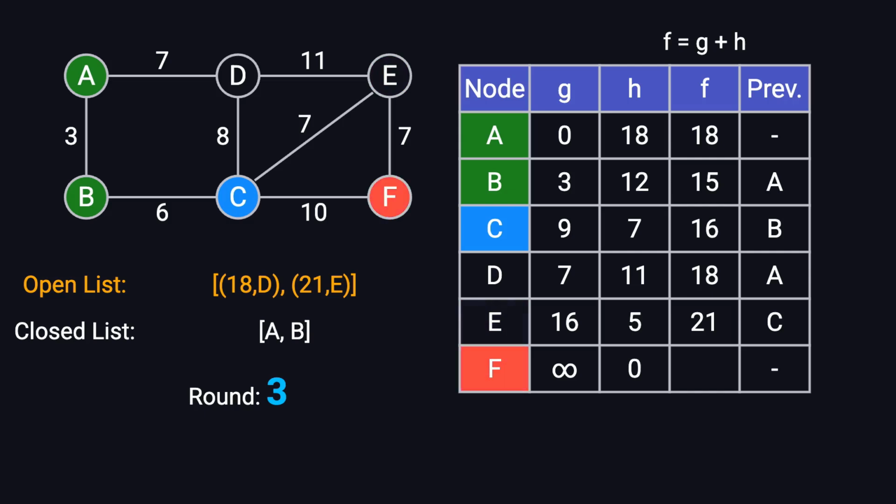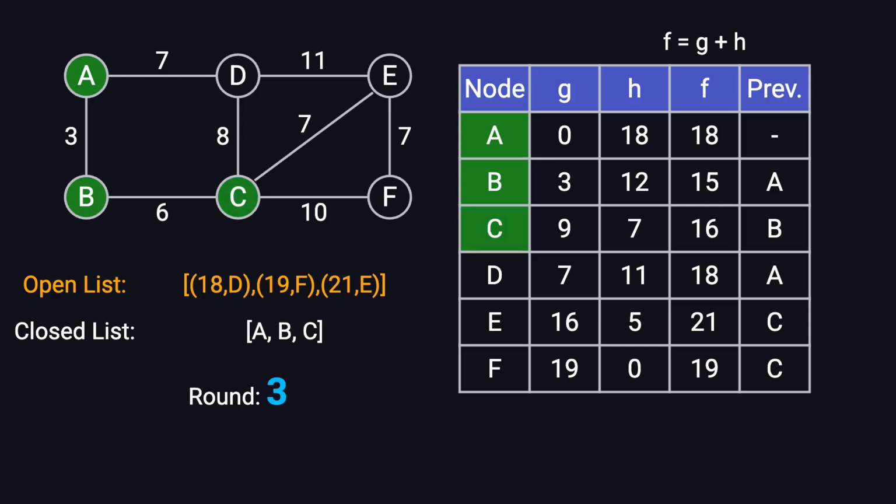Next is F. C's G value is 9, and the distance to F is 10, giving us a G value of 19. That's also better than infinity, so we update F's G value to 19. Its H value is 0, so its F value is also 19. We set C as F's previous node and add 19F to the open list. Now that we've processed C, we move it to the closed list.